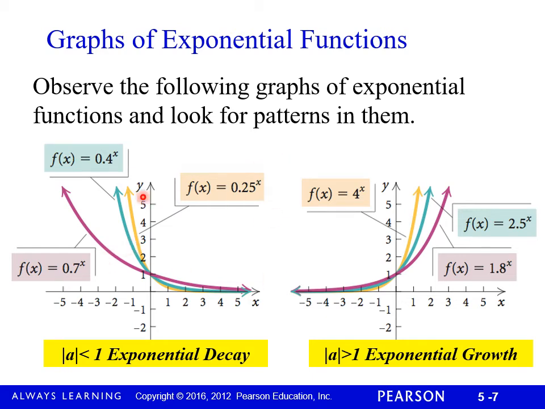Another way to think about these typically is that exponential decay happens when exponents are negative. And remember that when we had 1/2 to the x, we could write that as 2 to the negative x. So here we have 1/4 to the x. This would be the same as 4 to the negative x. And exponential growth typically happens when the exponents are positive. 4 to the x, etc.